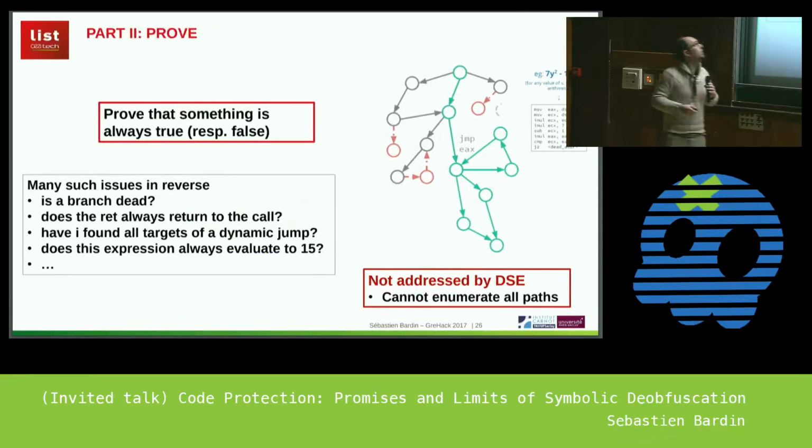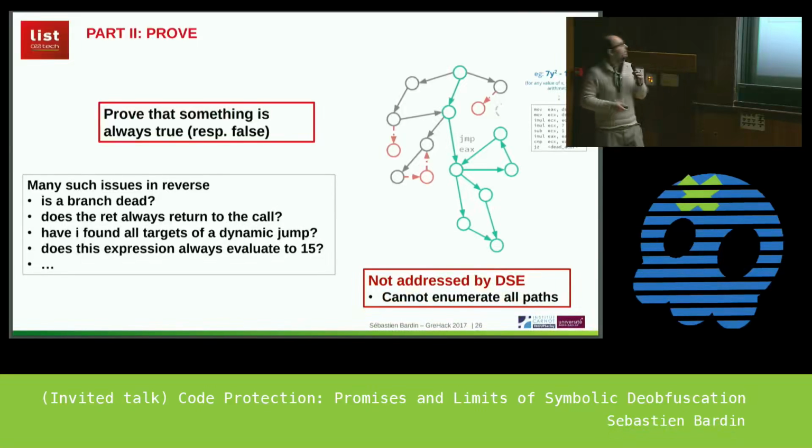Okay, more original now. We want to prove that part of the code really cannot be reached at all. You can have this issue in reverse, if you think of it. Obviously, is this branch dead or not? My dynamic analysis doesn't pass through it. But maybe I am just unlucky, or maybe it's a trick and I cannot go there.